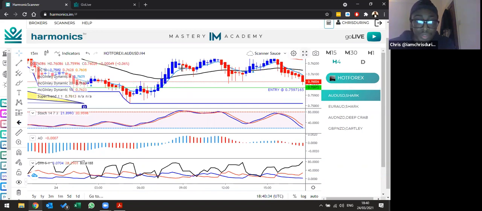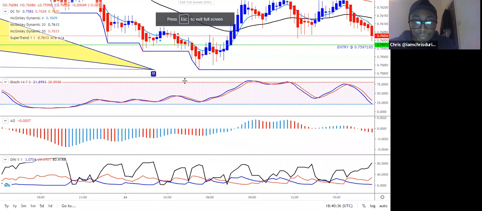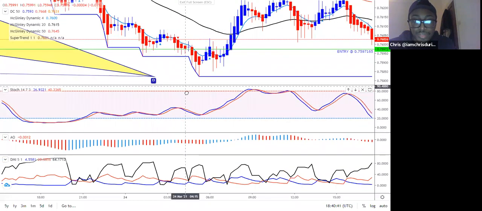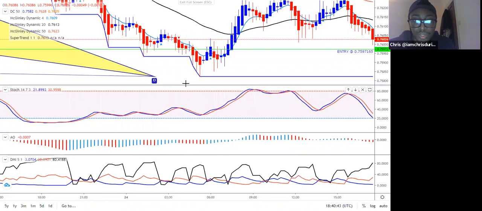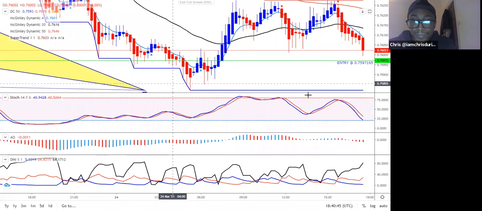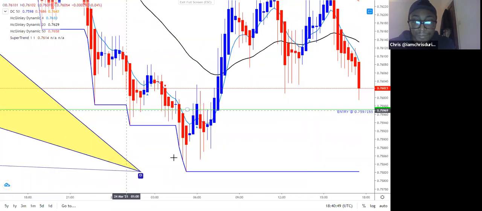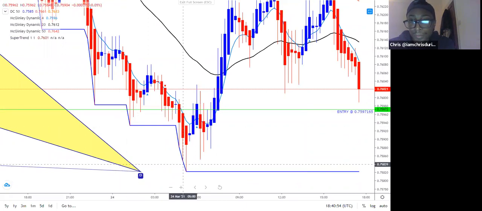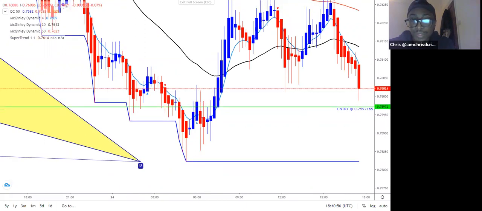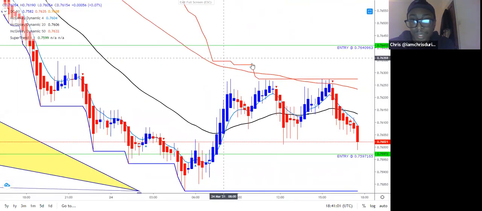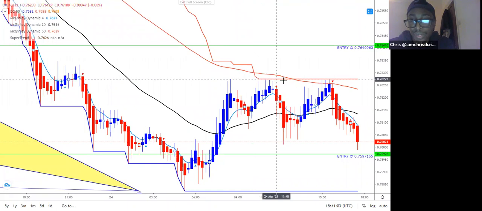Okay, so the first thing you want to do on the scanner source, and I'll just make this full screen, is the DC channel. Okay, so the DC channel on the harmonic scanner is this line at the bottom. When you're looking for a buy, you will look for the blue line at the bottom, and when you're looking for the sell, you'll have a red line at the top. Mine's a bit confusing because I've got another line, but this straight line is the DC channel.